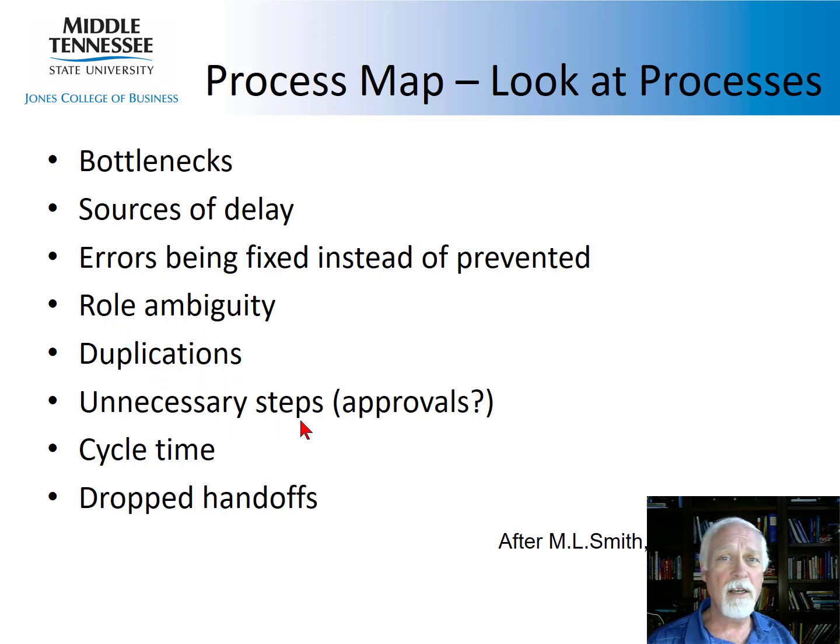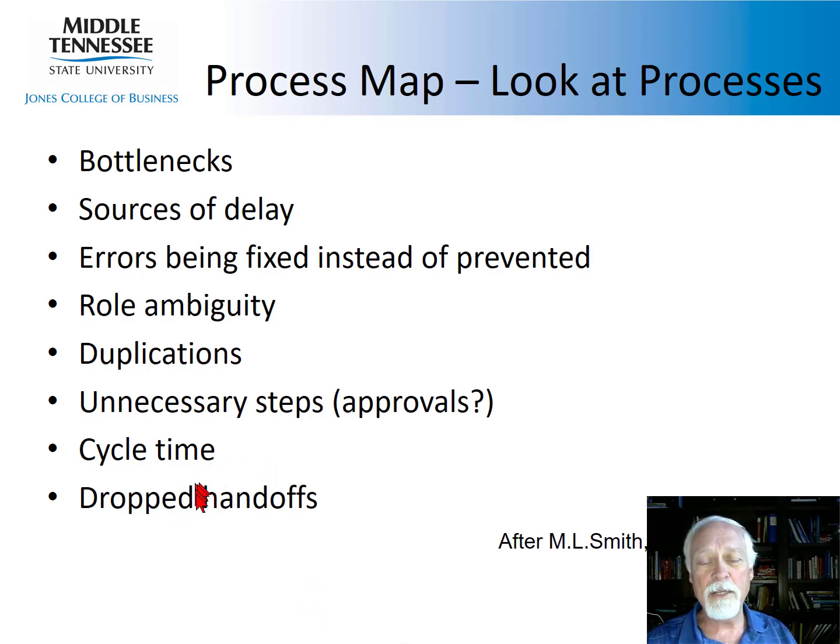Duplications, unnecessary steps. Approvals are one example of unnecessary steps. I'm not saying all approvals are unnecessary, but quite often they are. If I take a document to a certain manager for their signature, it has to wait for them, and sometimes has to wait a long time in a queue, in an inbox. And then if we examine it and say, well, do they reject it? And they say, no, they never reject it. Well, wonderful. We've just found some time we can eliminate.